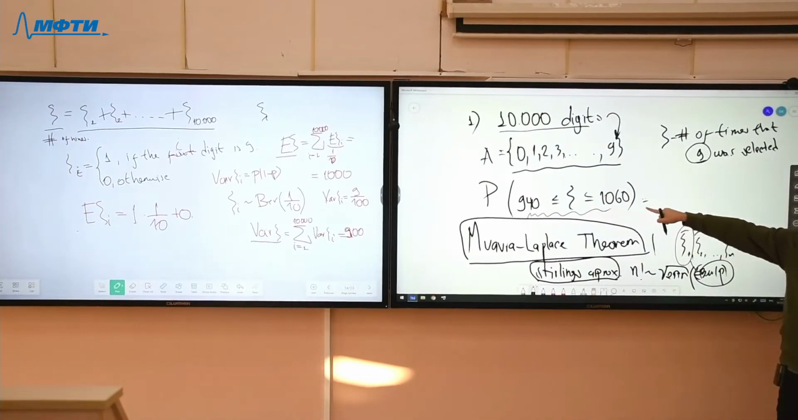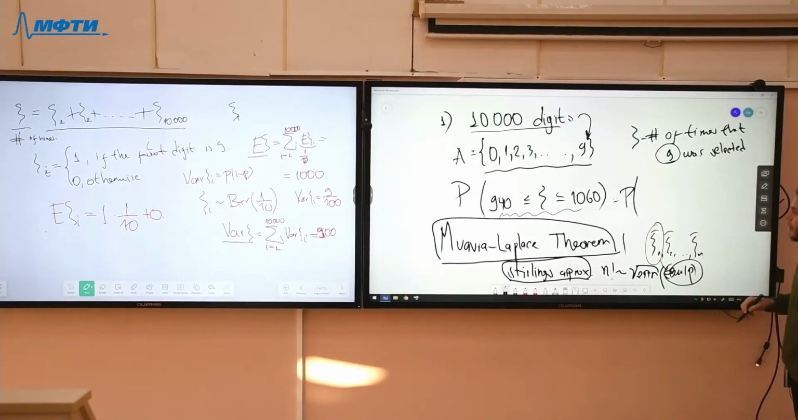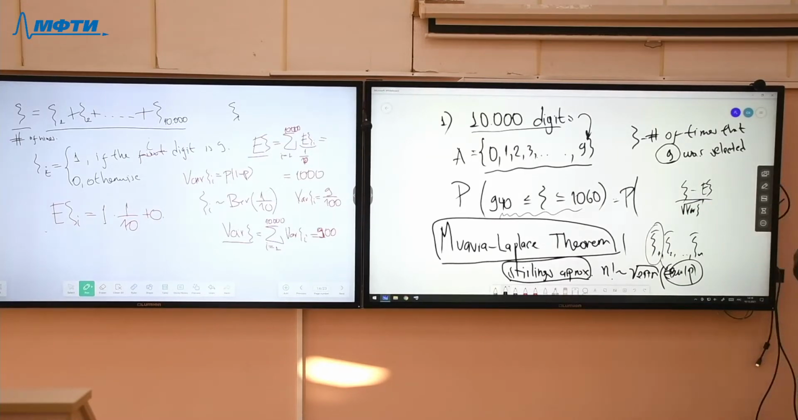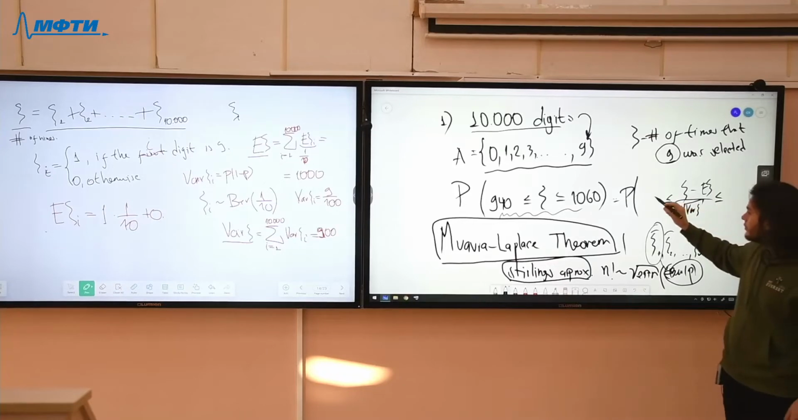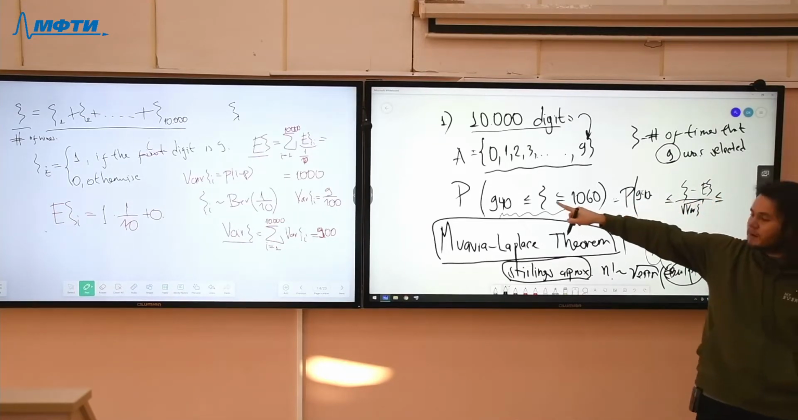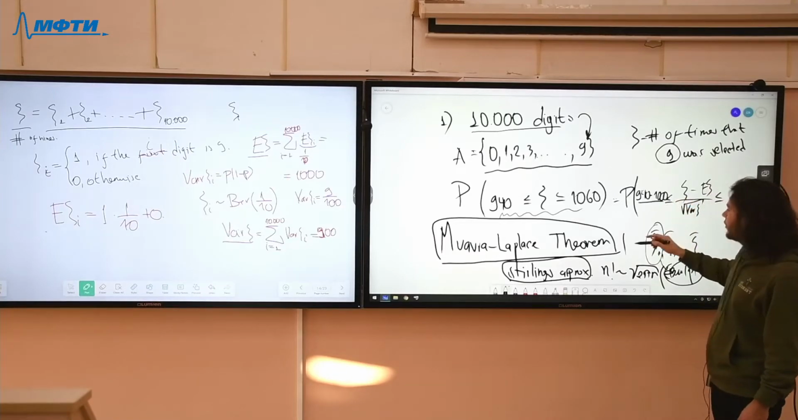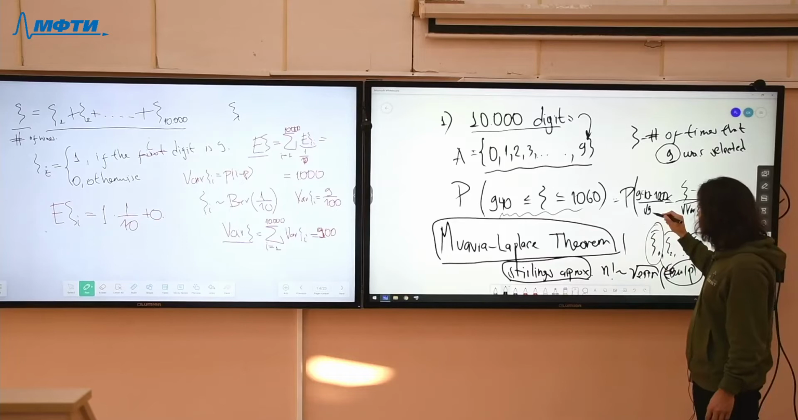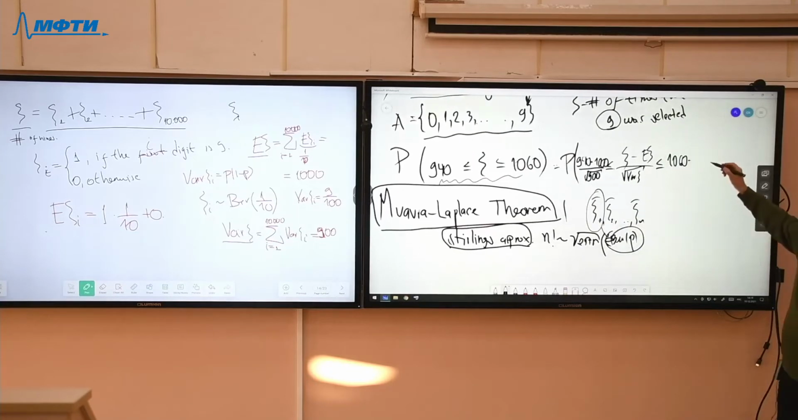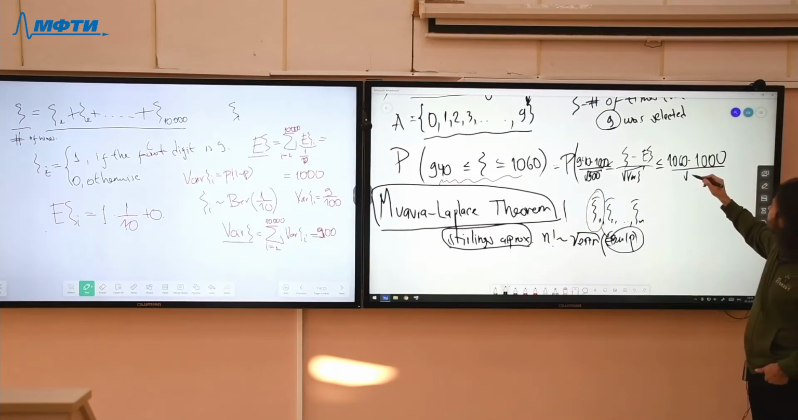Look, this is what we need to find. This is exactly the same as writing the following: Xi minus the expected value of Xi over the square root of the variance of Xi. If we do this over here, then we need to do the same to this side and to this side, right? So we have 940 minus the expected value, which is 1,000, over the square root of 900. And here we have 1,060 minus 1,000 over the square root of 900.